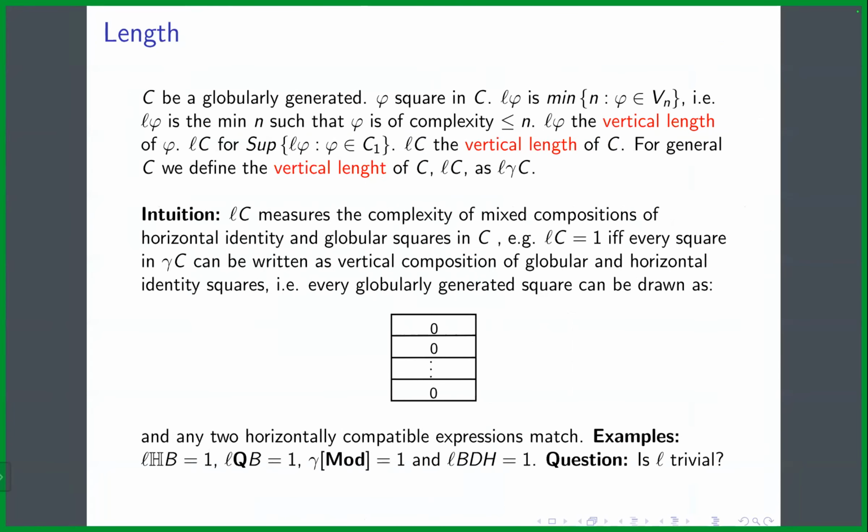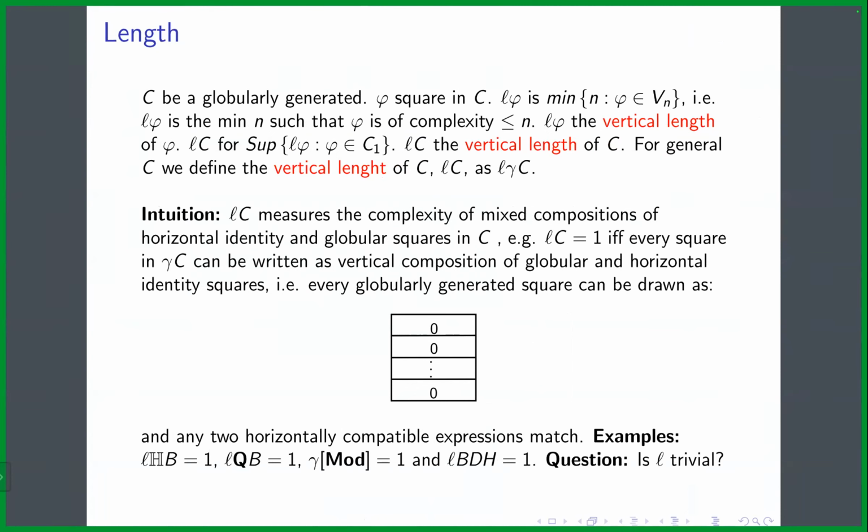For example, a double category C has length 1 if and only if every square in gamma C can be written as a vertical composition of globular and horizontal identity squares. That is, every globularly generated square can be written like this. And any two horizontally compatible expressions just match as before.